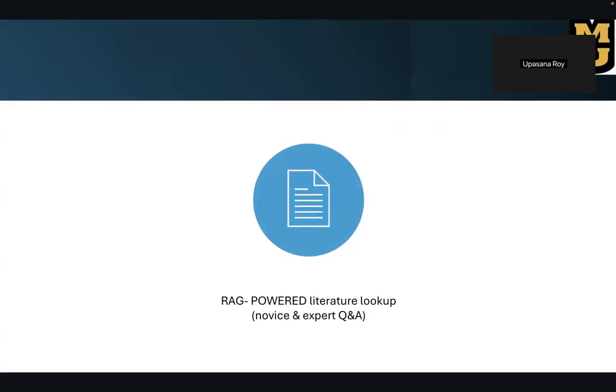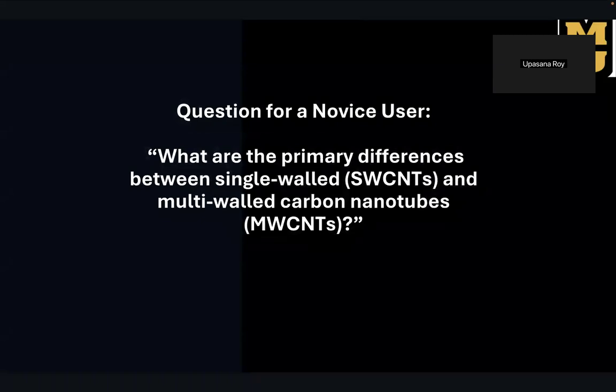Next, we move on to a RAG-powered literature lookup for novice and expert Q&A. Now I'm going to test this question for a novice user on our system and we'll give you a live demonstration of the answers. The first question for a novice user is, what are the primary differences between single-walled, which is SWCNTs, and multi-walled carbon nanotubes, which is MWCNTs? So let's see, what answer do we have?